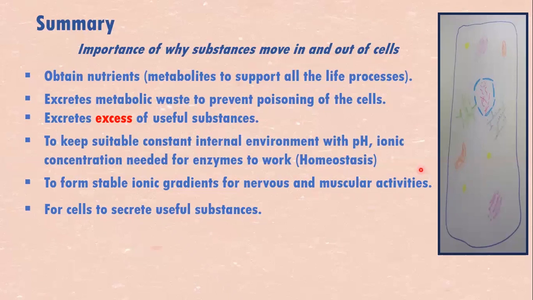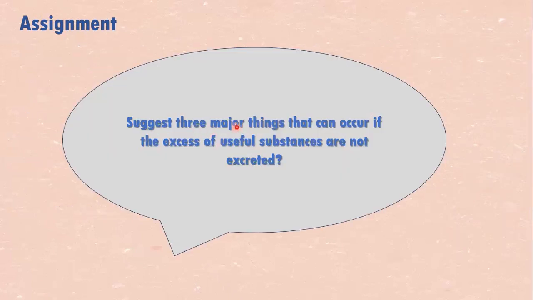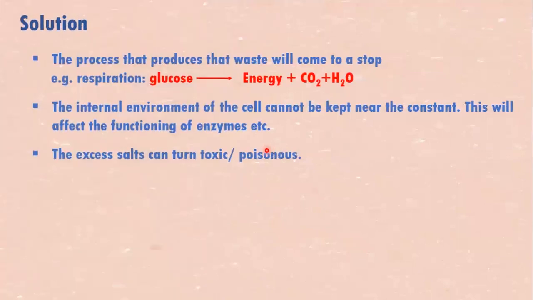We have a small assignment. Suggest three major things that can occur if the excess of useful substances are not excreted. Well, this is what I could put down and you can add to it, and in time you can let me know. One is that if useful substances build up in high concentrations in the cell and are not removed, a useful process like respiration will stop.